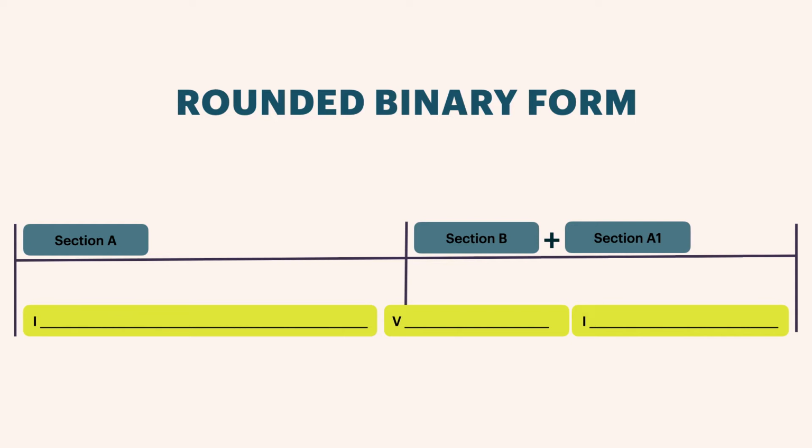So sonata form really evolved from what's called rounded binary form. Like you can see on your screen here, we have section A followed by section B. And then we have that little plus sign because section B attaches to this modified, shortened section A, so section A1.